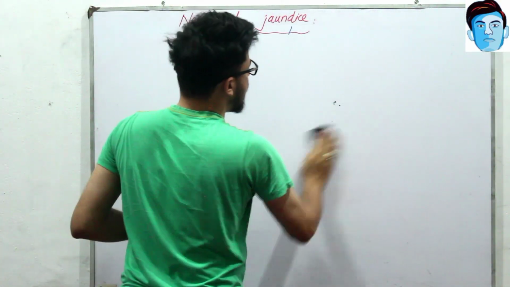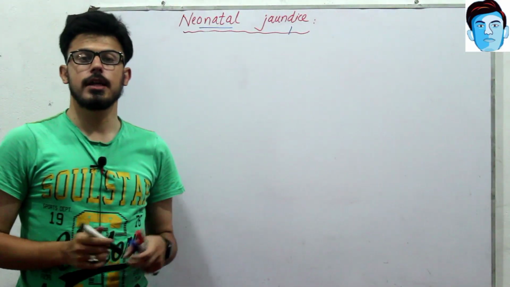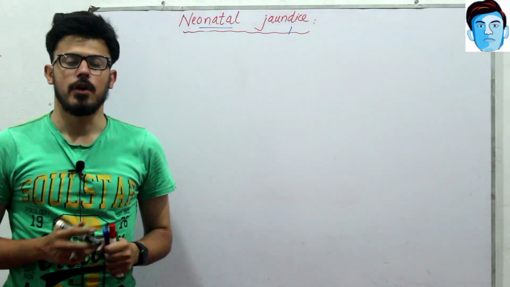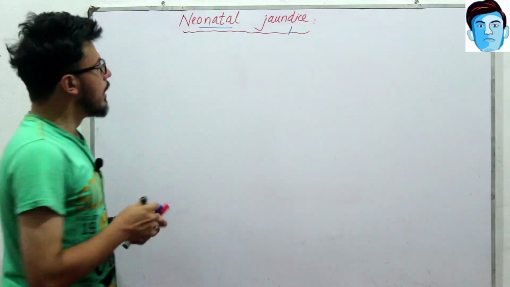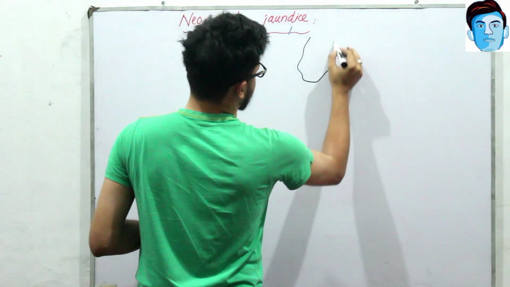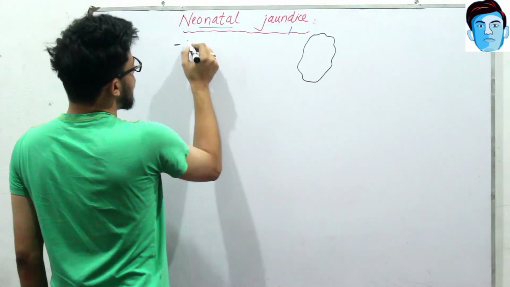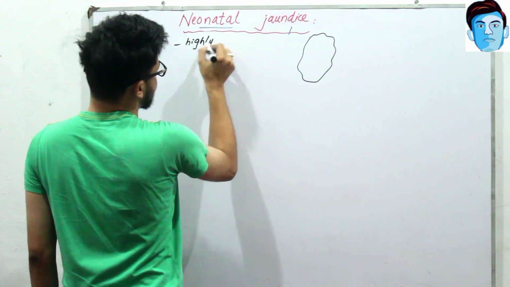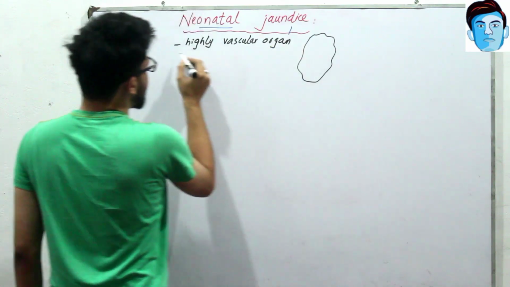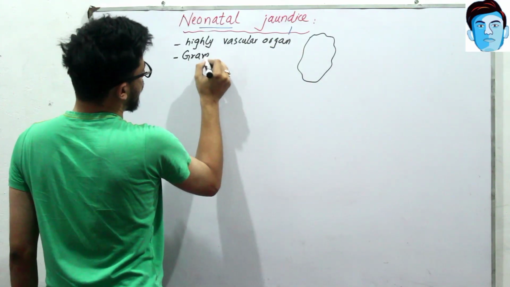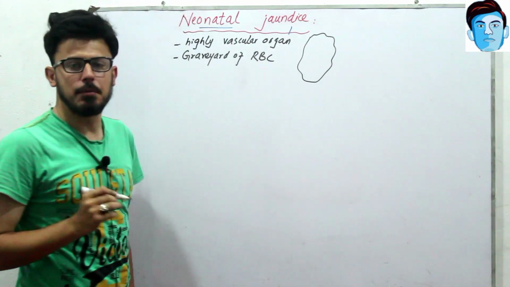Now the spleen, as you know, is a very vascular organ, and it is considered as a graveyard of RBC. And why is it so? Because in the spleen RBC destruction occurs. For example, this is a spleen. The most important point is that the spleen is a highly vascular organ. Secondly, it is considered as a graveyard of RBC, meaning that it causes destruction of red blood cells.